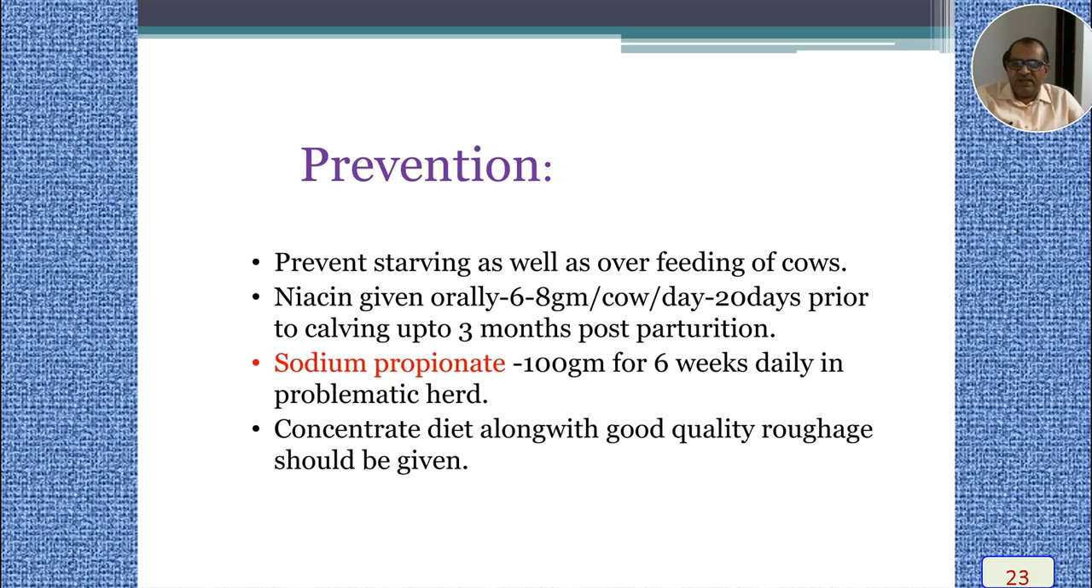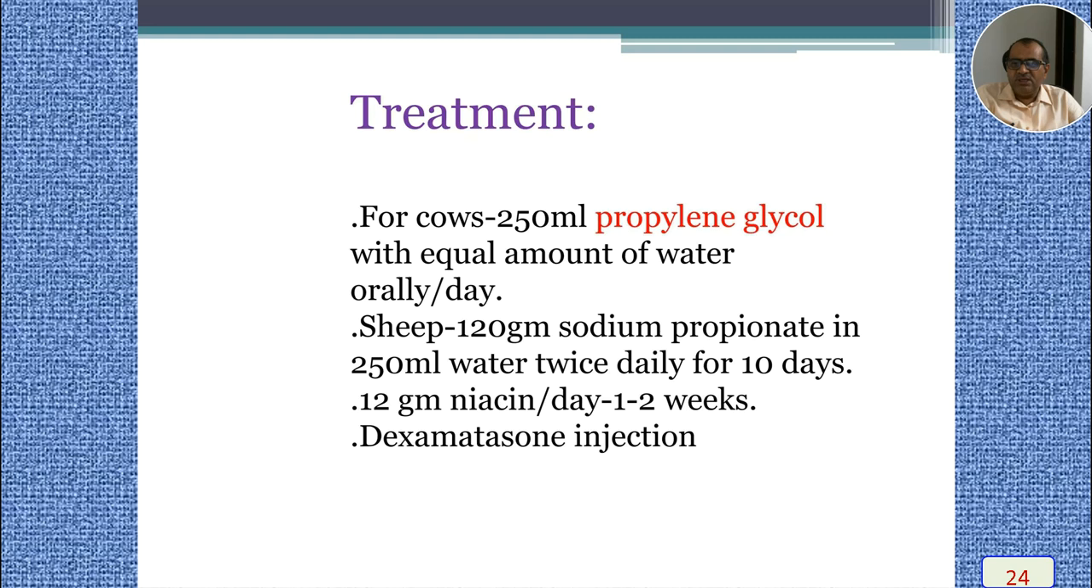Then a concentrate diet along with good quality roughage is a must. So, if the animals start eating, then we should not simply depend on concentrates. But very good quality roughage is very much required, or else the animals will end up in ruminal acidosis. So, the concentrate diet with good quality roughage should always be given.